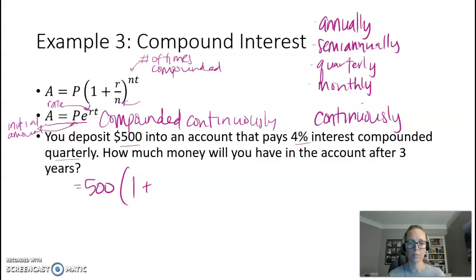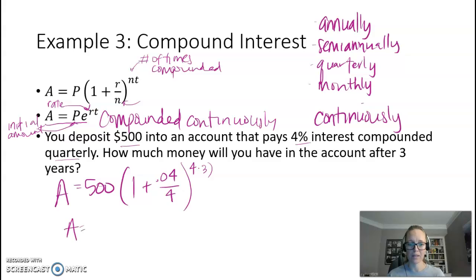Okay, we've got our 1 plus. We know that the R is the rate, and so we've got 4% interest, which is plugged in as 0.04, and it's compounded quarterly. So that's being divided by 4, that N value there. And that's raised to the power of 4 times the number of years, which for this problem is 3.